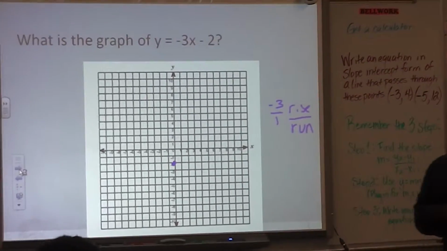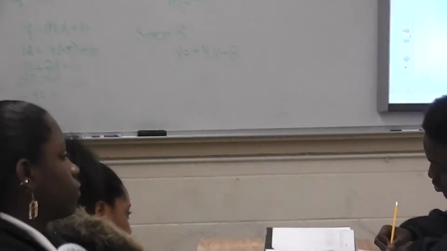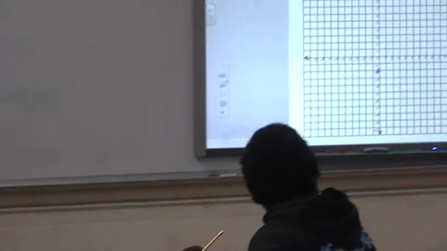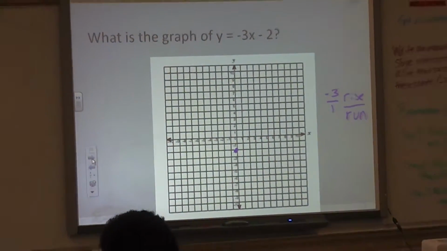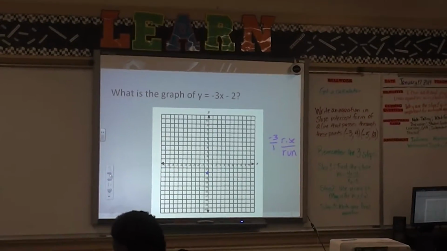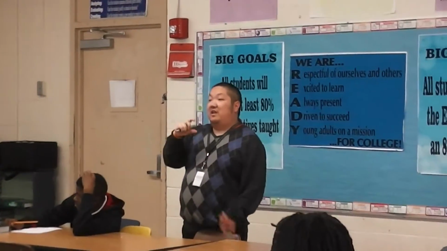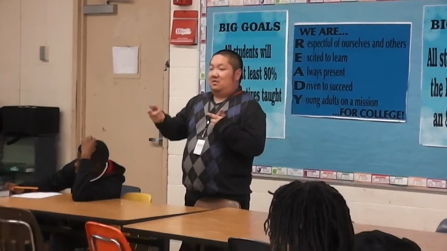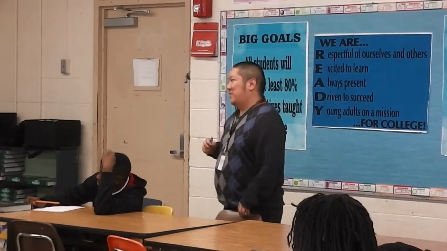I got a question. Is the run always going to be 1? No, that's a good question though. John, it's not always going to be 1. When you have a whole number like that, it will be, but there are times you're going to get a fraction. We've just been nice, and you've gotten it to be 1.